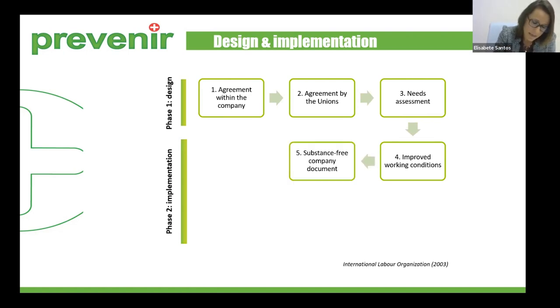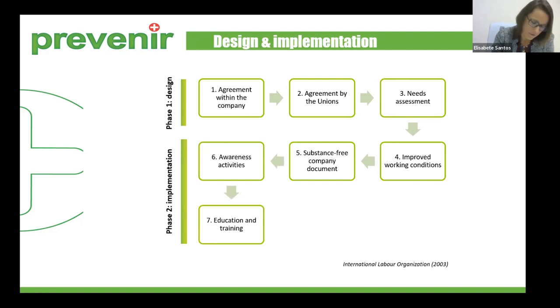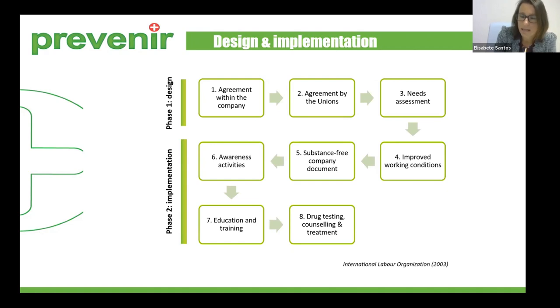Then after making some improvements in working conditions, we developed a document for substance-free activities. So it's a policy, a company policy for a substance-free workplace. And this document determines some activities, namely awareness activities, as well as training and education activities, and at last, drug testing, counseling, and treatment. And the last activity is evaluation of the program.